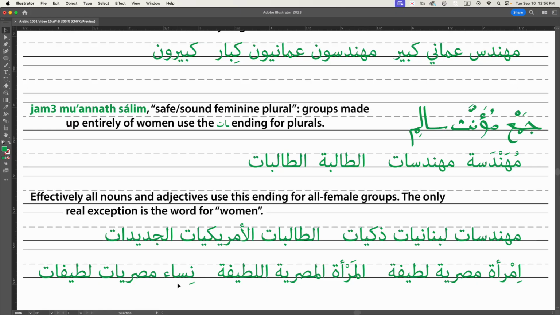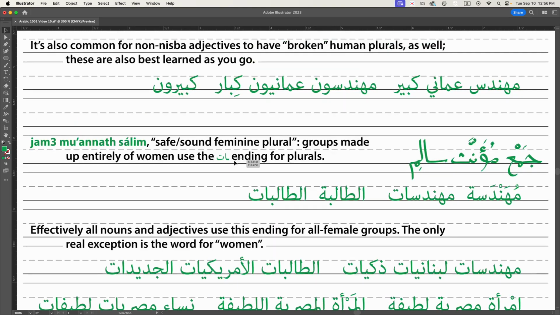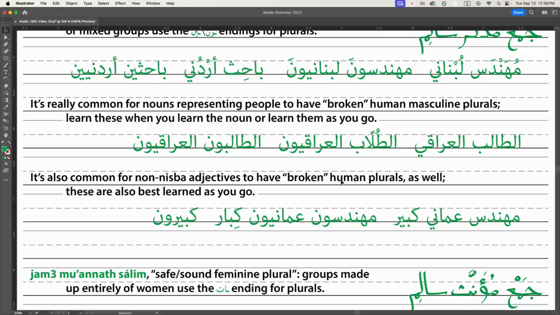So human plurals work very differently from non-human plurals. Non-human plurals are treated as if they're feminine singular. Only humans get to be truly plural, and then on top of that, if the group of humans is made up entirely of women or girls, we use a separate and much easier set of endings. However, many human plural nouns and adjectives have broken plural forms, and these are just best learned as you go.